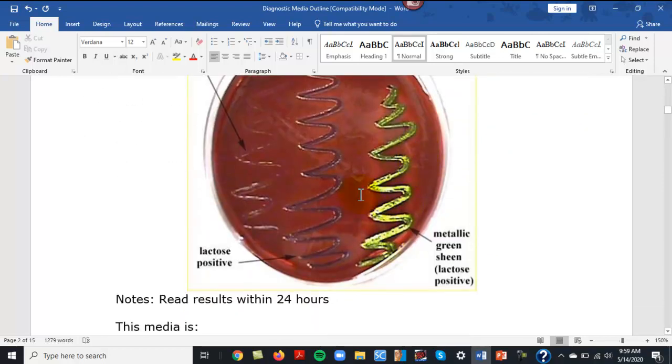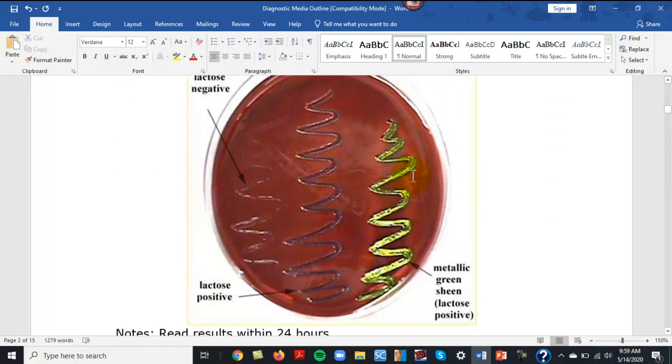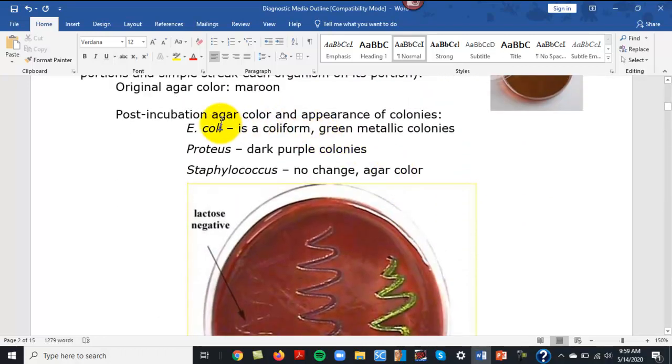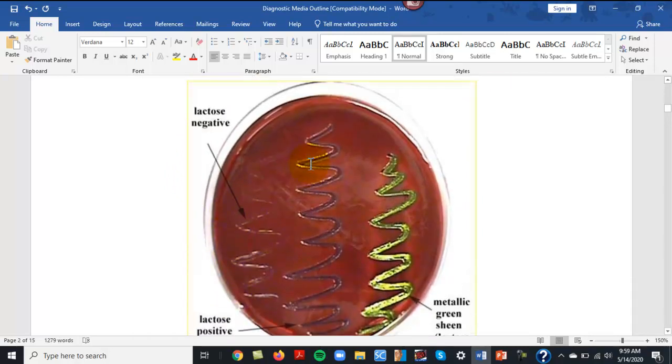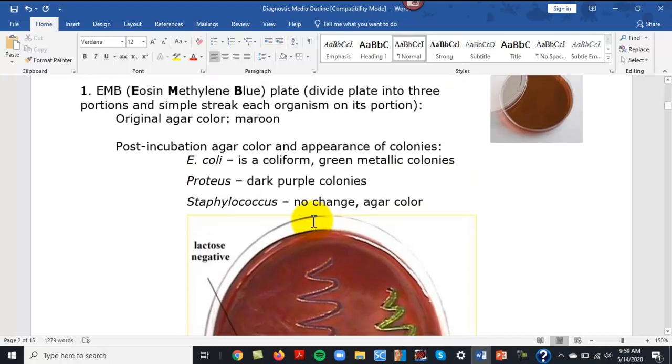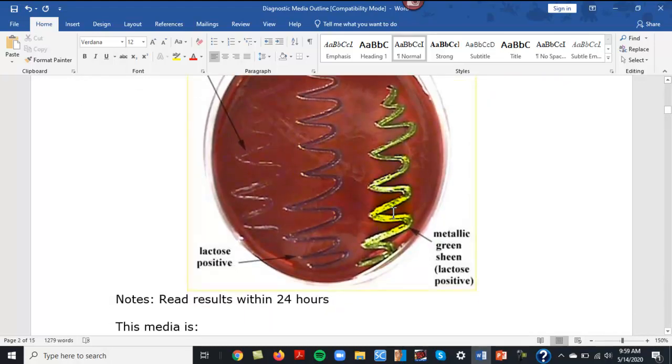See the green metallic sheen here? That's what coliforms do. Escherichia coli, E. coli, is a coliform. Coliforms come from the digestive tract of mammals. So these two up here are actually gram-negatives. You don't have to know that Proteus is a gram-negative. Staphylococcus is a gram-positive, and that's what grew on this side over here. This is Staph. This down the middle is Proteus, and then this over here is E. coli.